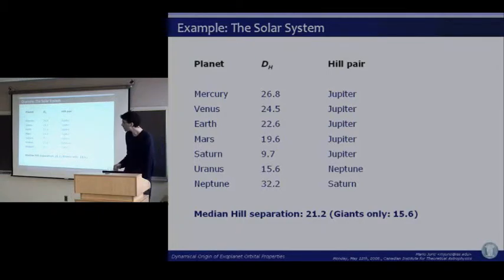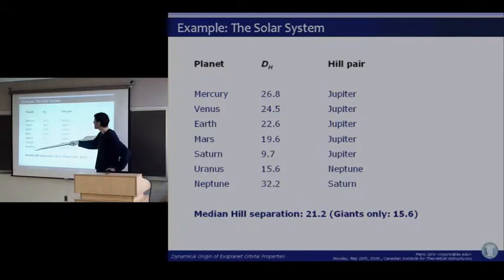To give you an example for the solar system, these are the planets in the solar system. This is their distance in these mutual Hill radii to their Hill neighbor, and this is their Hill pair. So for most of the planets in the solar system, in terms of this definition, the planet that perturbs the most is Jupiter. And the median Hill separation in the solar system is 21, and if you observe giants only, it's about 15.